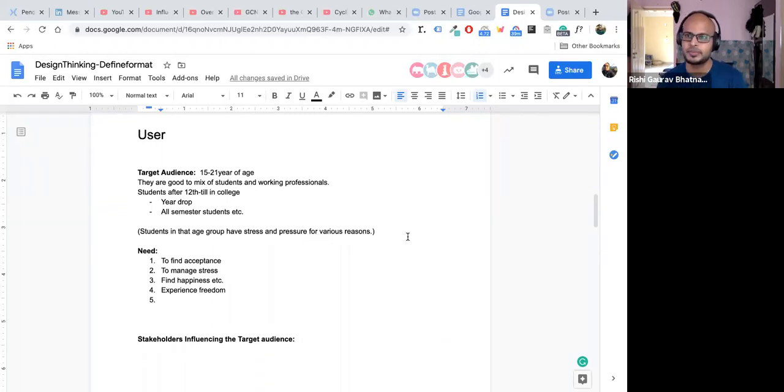So this is what empathy means. I'm able to understand how a student is feeling. And once I do something, I find out what they get to. So a need typically is what do I want to get to next? What is my need? My need, for instance, in this particular case, will be to find acceptance. My need will be to manage stress better. My need could be managing freedom.